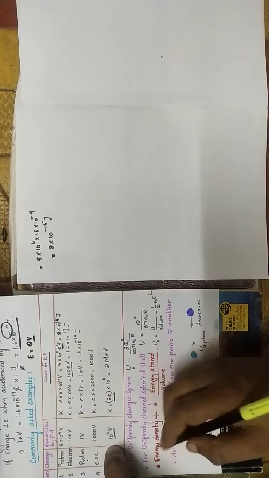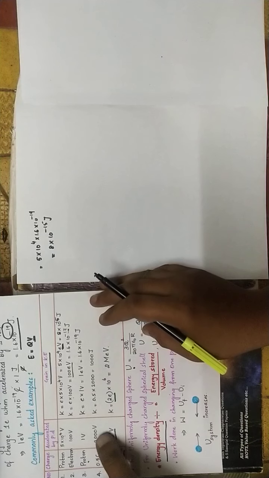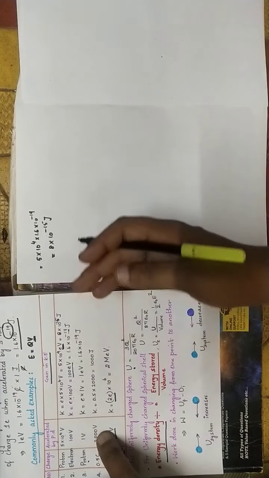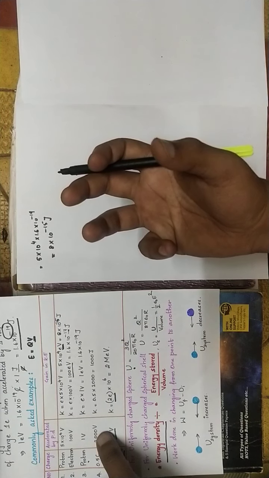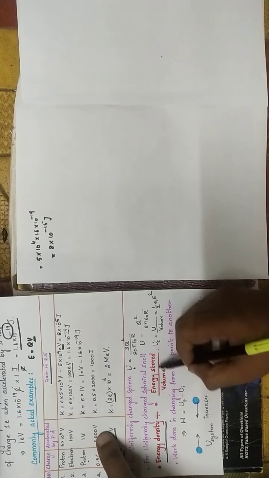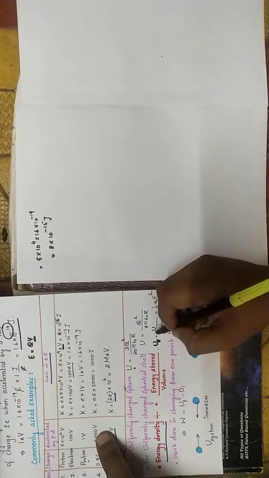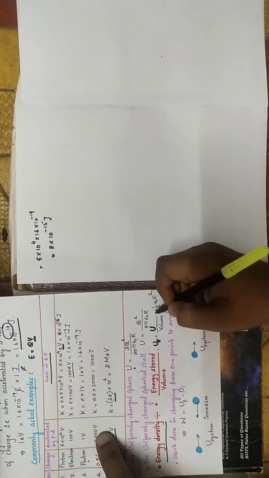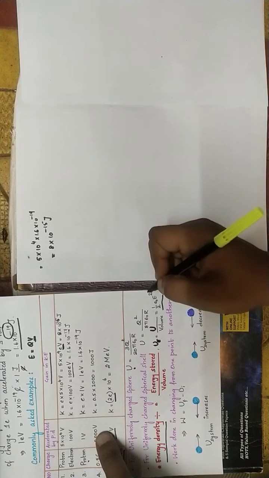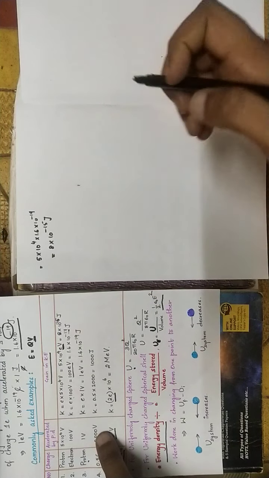A very important formula is known as energy density. Density is something you divide by volume. So energy density is the energy present inside a particular volume, that is, energy stored per volume, denoted by small u subscript e, which is equal to the potential energy by volume. When we substitute, you will get half epsilon naught E square. The energy density formula is half epsilon naught E square.